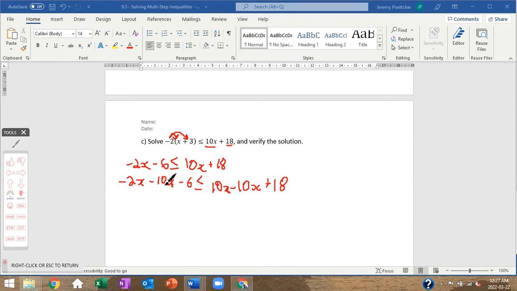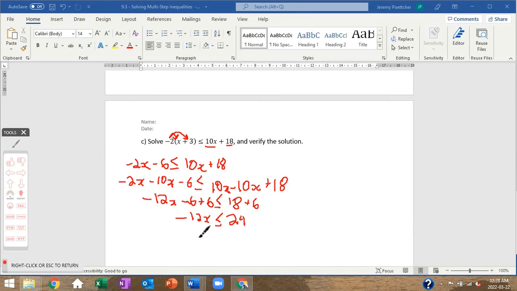Lovely. Negative 2 minus 10 is negative 12x. We've got minus 6. I have to get rid of that minus 6. So what's the opposite? I'm going to add 6. 10x minus 10x, that's 0. That goes away. Lovely. I've got 18, sorry, just 18, not 18x. 18 plus 6. And there we go. We've got negative 12x less than or equal to 24.